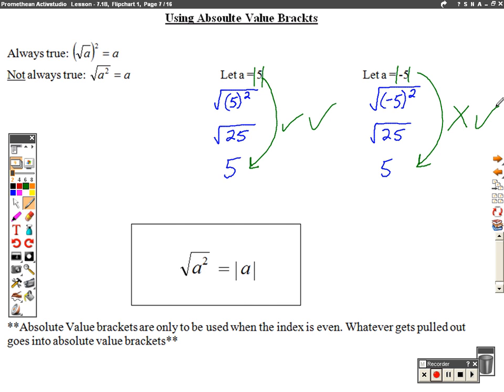So the rule here is, anytime the index is even, since this index is a 2, you are going to utilize absolute value brackets. So you see how we had a 2 here. A squared is the same as a times a. Since my index is 2, I need 2 of the same factor to occur, the same factor to occur twice, for me to pull it out. So I can pull out an a, as I did, but whatever I pull out has to go in absolute value brackets.